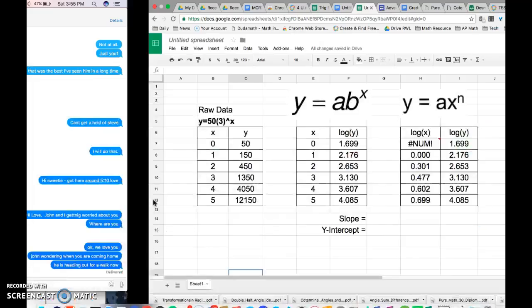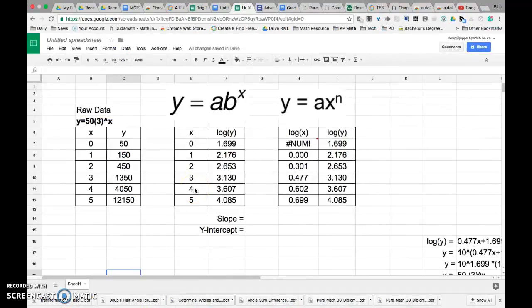I'm just going to do a screencast on linearizing data. This is how you linearize data to come up with an equation. It works for exponential data in the form y equals a times b to the x, or what we call power function data, which is a times x to the n.